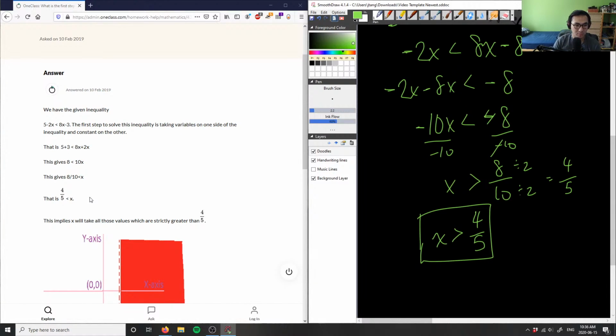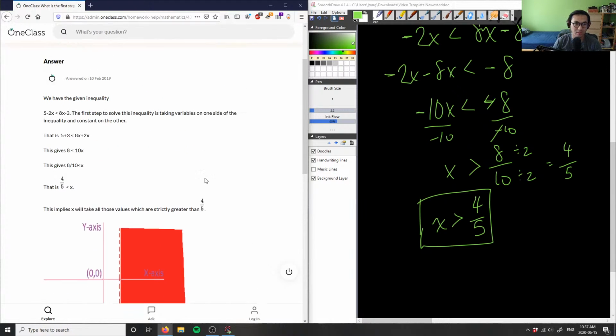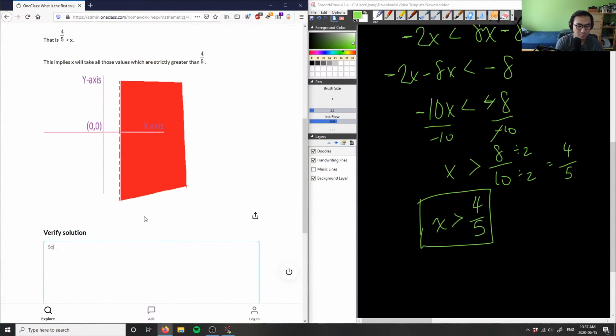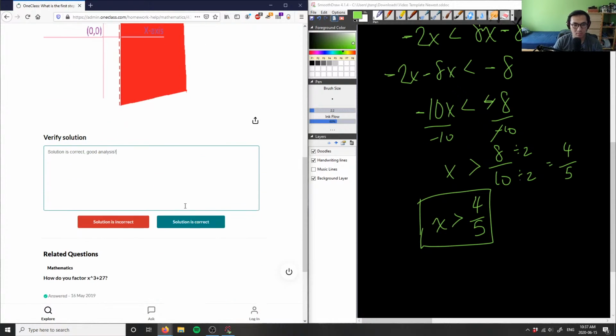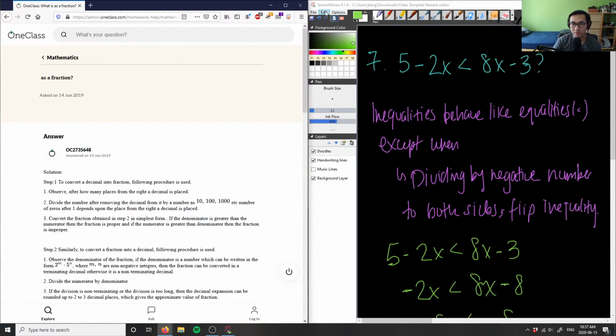And as you can see, this solution here is correct. They wrote it the other way, 4 over 5 is less than x, or you can say x is greater than 4 over 5. So this here is our solution. And they even graphed it nicely as well. This is 4/5, and all the values greater than 4 over 5 are included. So this solution here is correct. All right, so that's number 7.